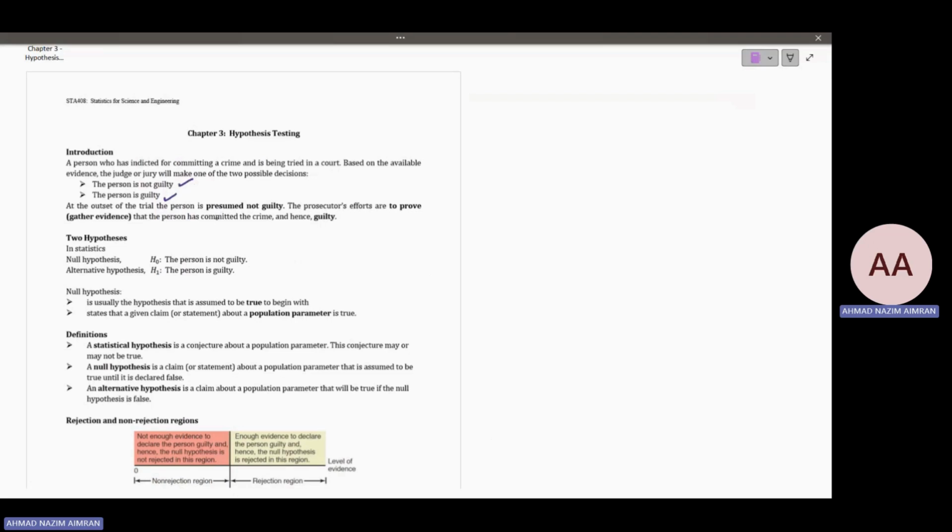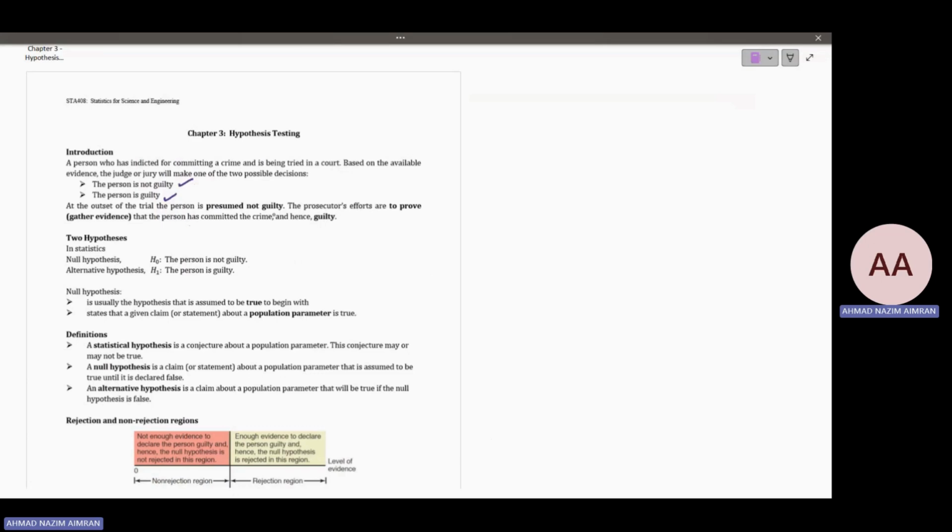Okay, and at the outset of the trial, the person is presumed to be not guilty. We presume the person to be not guilty until it is proven, based on the evidence, that they have committed the crime. If there is enough evidence to prove that the person has committed the crime, only then will we judge that the person is guilty.